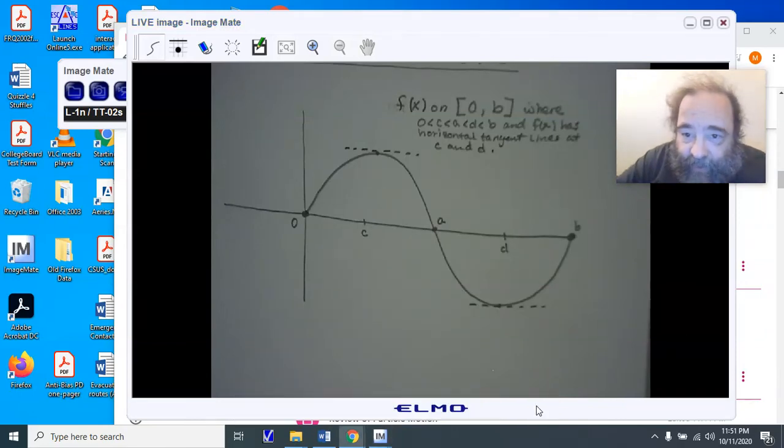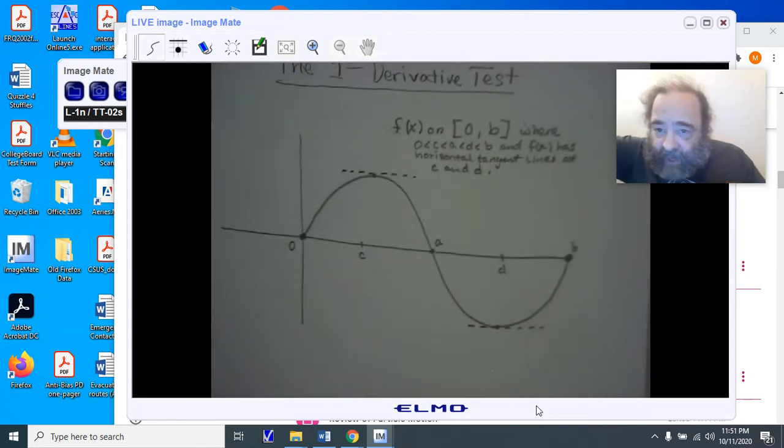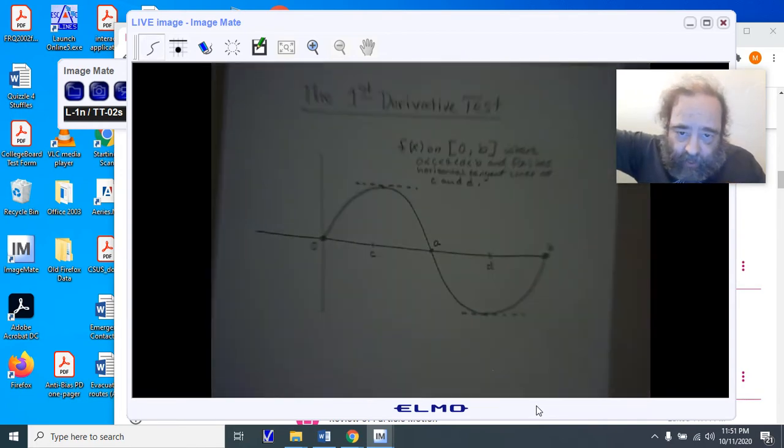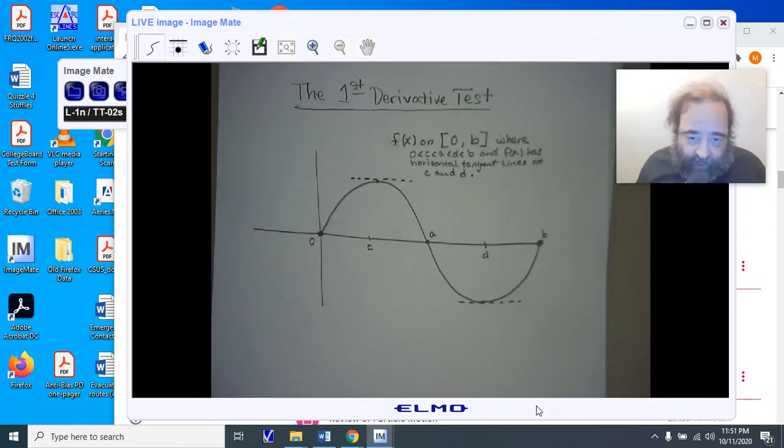Welcome, Hornets. In this video, we're going to be talking about the first derivative test. And you'll notice a graph that should be very familiar to us. This is simply a sine curve. Now, the reason why I'm looking at the sine curve is because it has a relative maximum and a relative minimum on it. And that's what I'd like to look at.